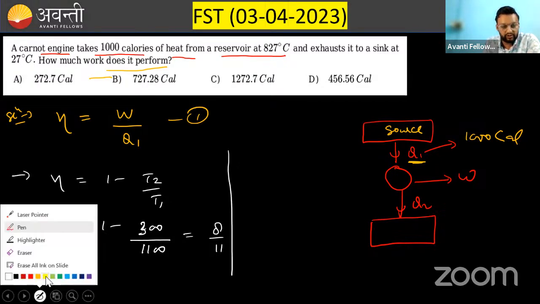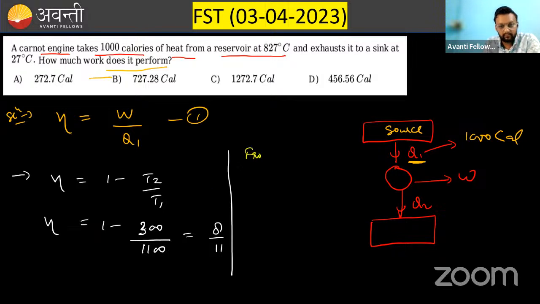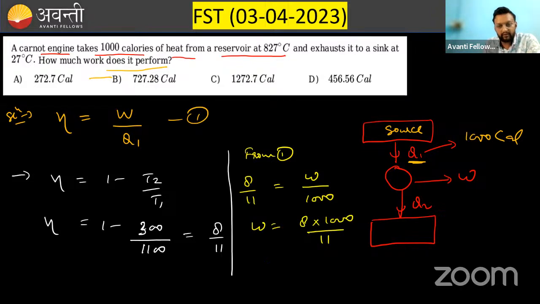If I put this value in equation number 1, what we will get? Eta, 8 by 11, is equal to W by Q1, which is 1000. So W will be 8 into 1000 by 11. Now you can divide it, and that will be 0.72.